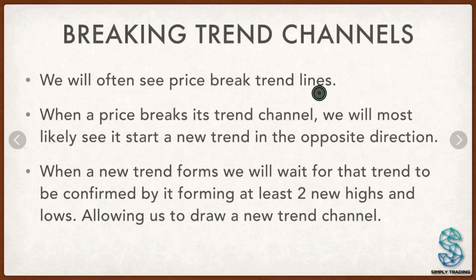Okay, so breaking trend channels. We will often see a price break our trend lines. It'll either break in an upwards direction or downwards direction. When a price breaks its trend channel, we will most likely see it start a new trend in the opposite direction. When a new trend forms, we will wait for that trend to be confirmed by it forming at least 2 new highs and 2 new lows, allowing us to now draw our new trend channel.